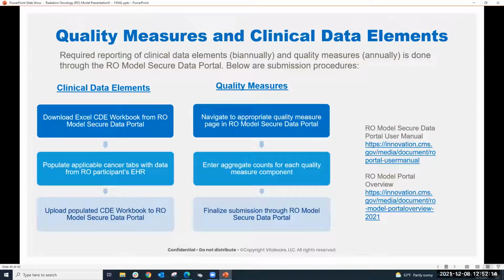So here is just showing you kind of a roadmap of how to submit everything. For your clinical data elements, there is an Excel workbook that CMS provided through the portal, and there are templates for each cancer type. You will actually have to go in and manually input the information, which I know is going to be very time consuming, but one thing that they did state is that they are working with EHR vendors on a way to automate this procedure, because they realize that manually entering it into a workbook is going to take too long.